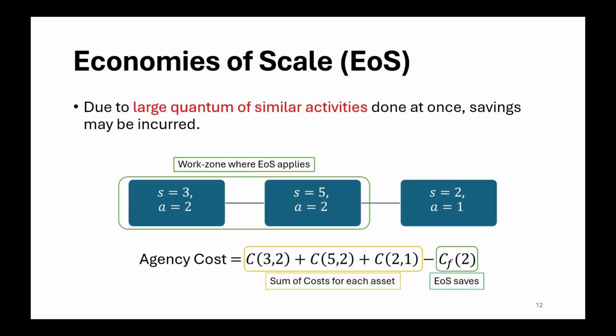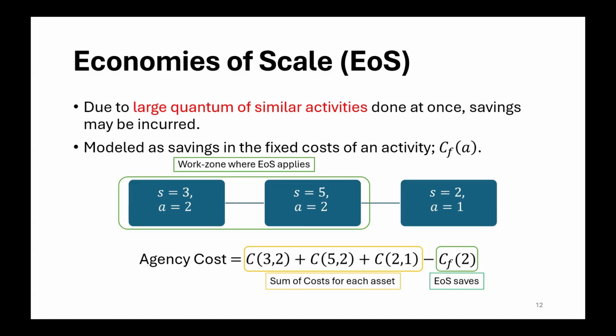But here, you don't need this intuition. You can clearly see that action 2 is performed on both asset 1 and asset 2. And they are in different states, but somehow the agency has decided that the same action needs to be performed on them. There is only one work zone here, not two separate work zones for these two assets, which means only a single work zone was required to be set up for these two assets. So the cost of setting up one work zone was saved. So this is the total cost of doing this action on this asset, plus, and then we save one work zone establishment cost. So this is modeled as a saving in fixed cost of an activity, which is dependent only on the action performed, not on the state.